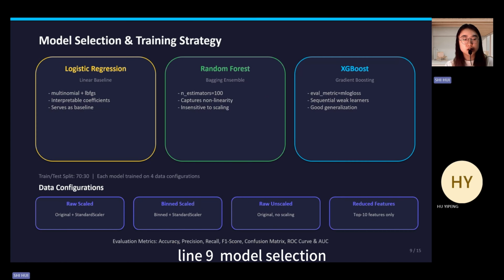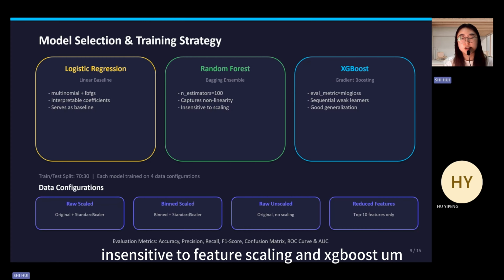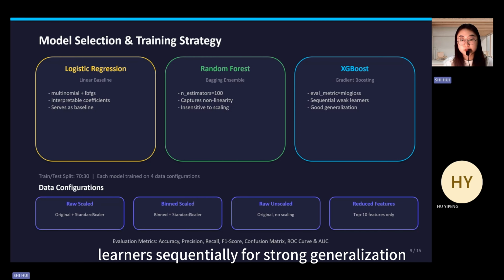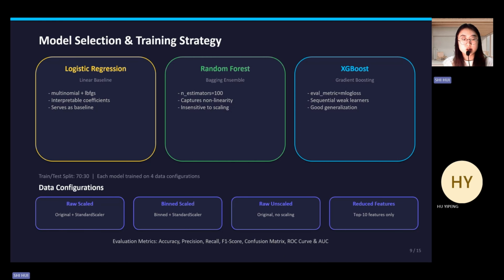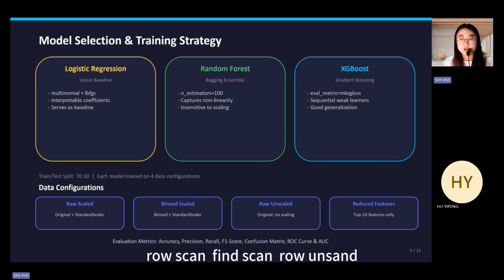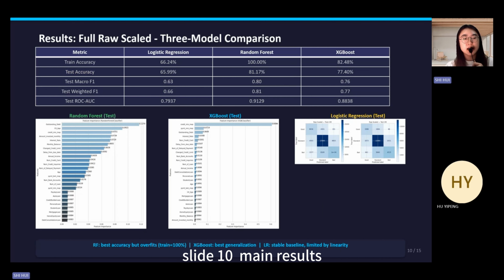Slide 9, model selection. We compared 3 models. Logistic regression as a linear baseline, whose coefficients provide direct interpretability. Random forest, a bagging ensemble that captures non-linear relationships through multiple decision trees and is insensitive to feature scaling. And XGBoost, a gradient boosting method that builds weak learners sequentially for strong generalization. Each model was trained on 4 data configurations: raw scaled, binned scaled, raw unscaled, and a reduced set with only the top 10 features.